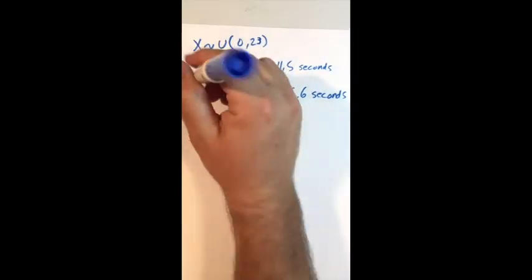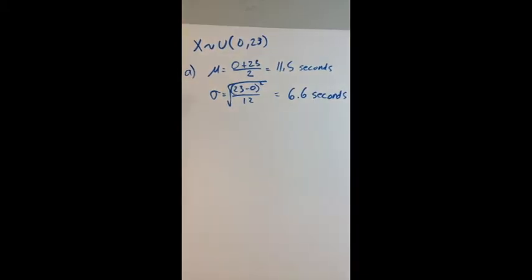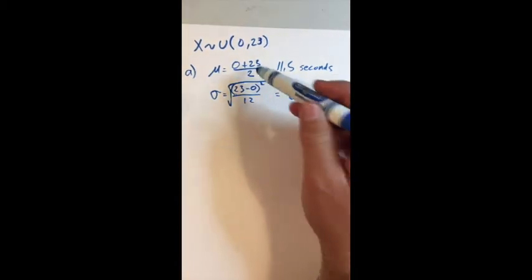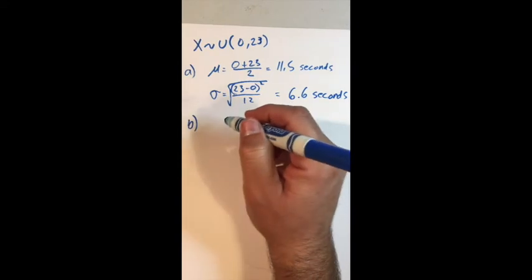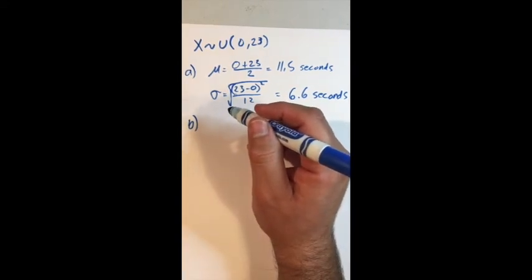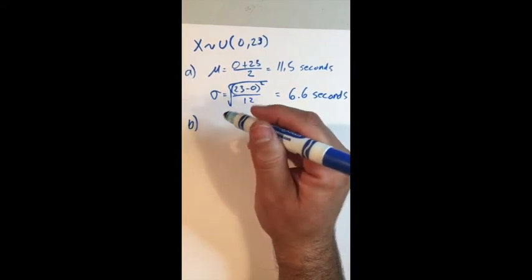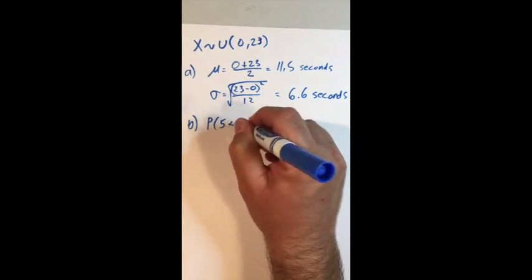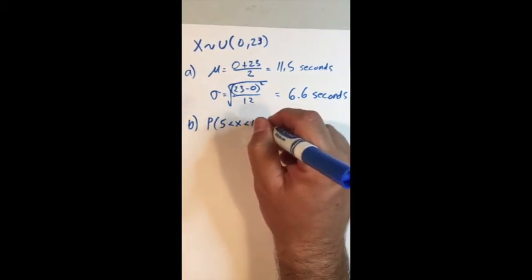So that's part A of example 5.2. Find the mean and the standard deviation. Now, we don't really need to draw the graph to do these first two steps, but the next part's asking us for a probability. Specifically, what is the probability that a randomly selected baby smiles for between 5 and 10 seconds? So that would be the probability that x is greater than 5 and less than 10.